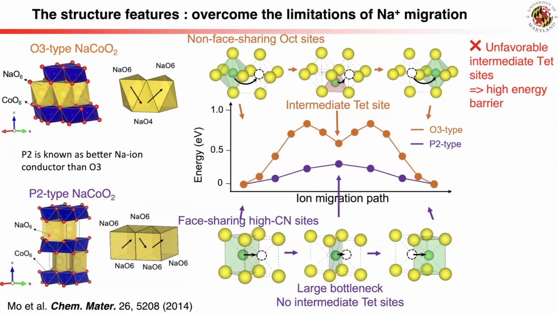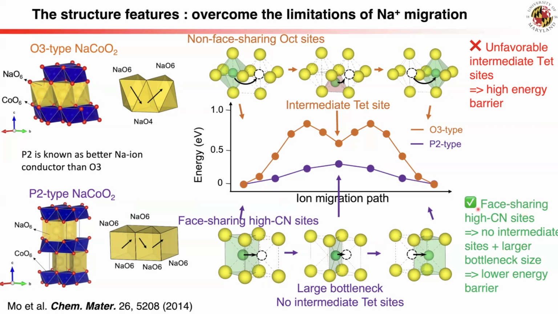The sodium sits in these prism sites, and migrates from one prism site to the other by crossing this 4-coordinated bottleneck. So you have this face sharing of prism sites, and they pass through a much larger bottleneck given by this 4 Rm. As a result, they have a much lower energy barrier. Here you can see the advantage of this face-sharing high coordination site.